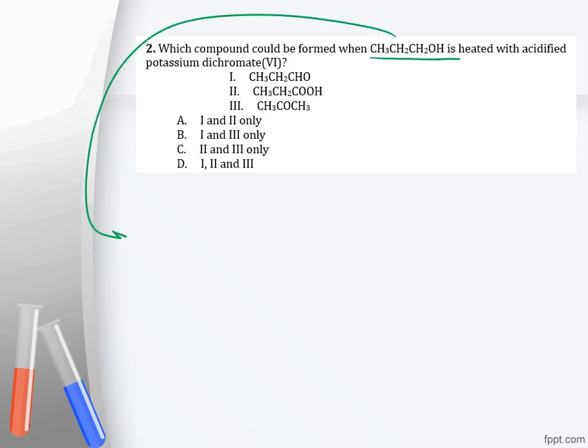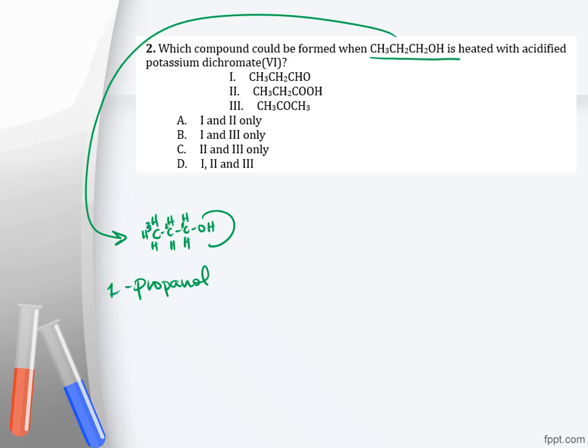Number 2, which can be formed when CH3, CH2, CH2OH is heated. Let's draw that so that we know what we're looking at. CH3, CH2, CH2, and an OH. This is an alcohol with that hydroxyl group. We have 1, 2, 3 carbons, so this is going to be meth-eth-prop. This is propanol.